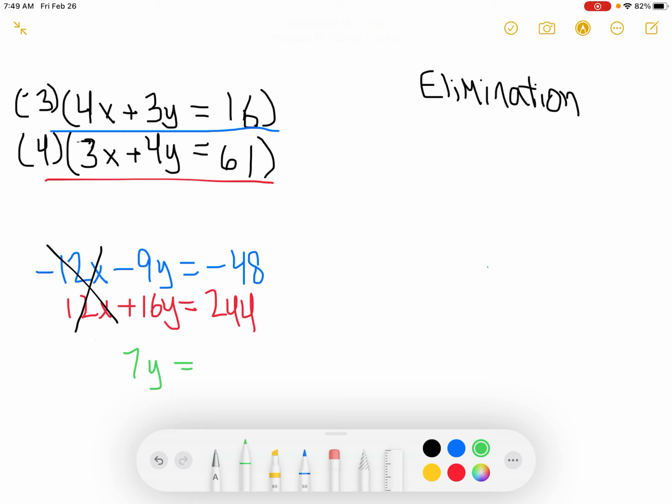So then we do negative 48 plus 244. That's 196. Then you do 196 divided by 7. We get that y is 28. Not good, not good. Why not good is that, remember, we got that y was 10 for substitution. So I obviously did something wrong.